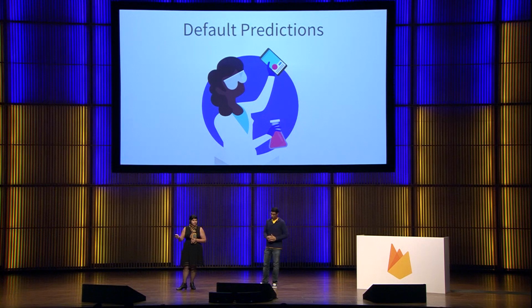You can send notifications to predicted groups of users. You can also run A/B experiments to figure out how to optimize the experience, or what's the best growth or retention or revenue strategy for predicted user groups. So let's dig a little bit deeper into what you get out of default predictions.